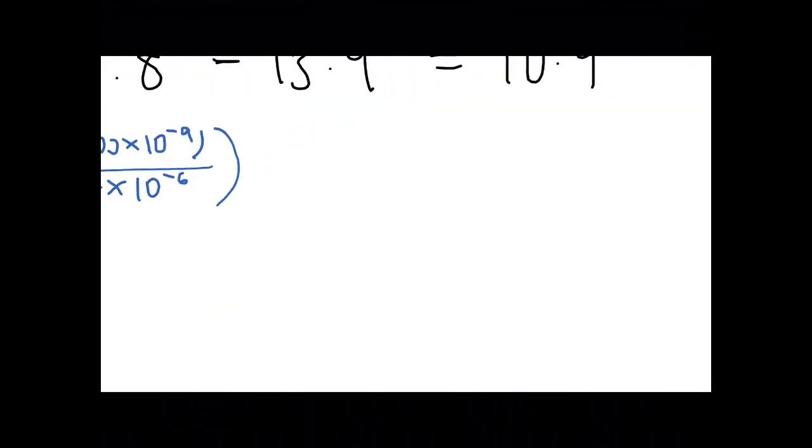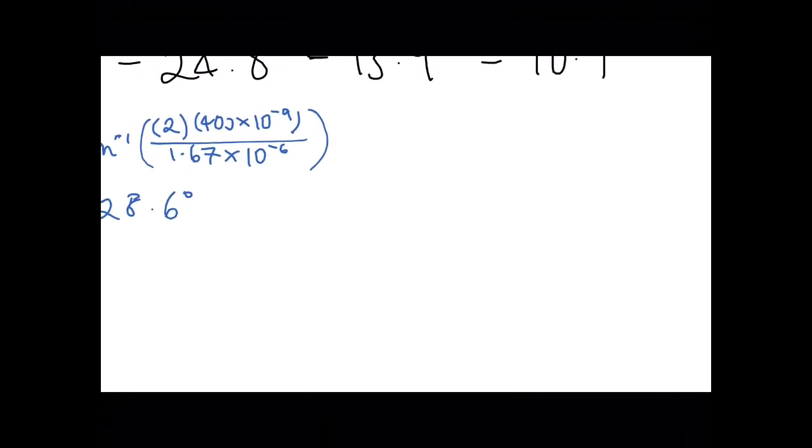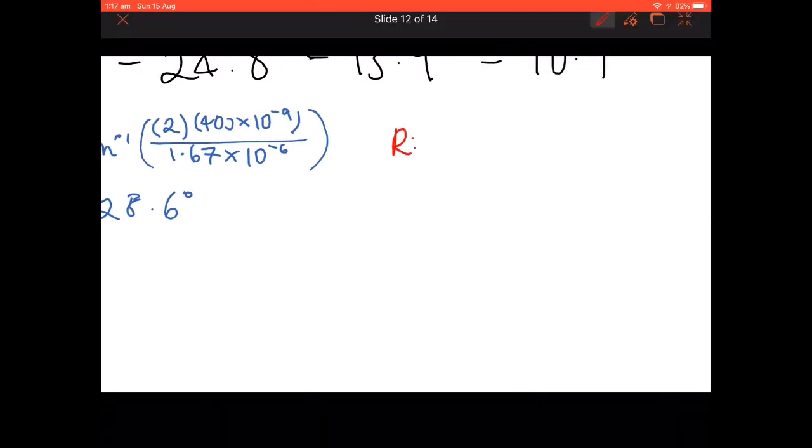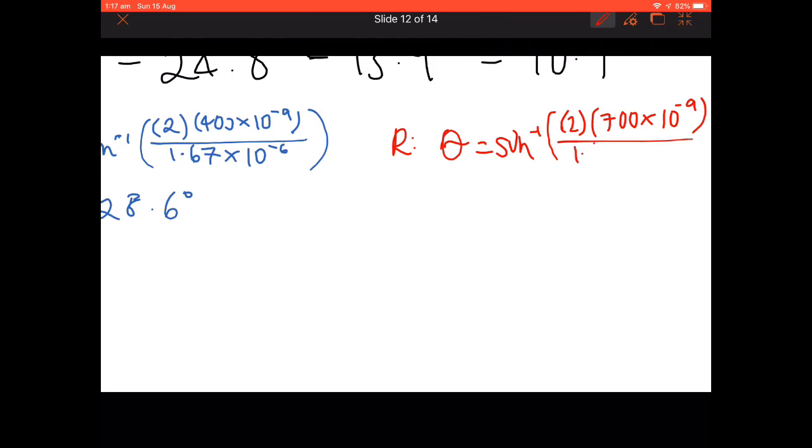Now if we do the same for red, the angular position of red is going to be at m equals 2, because we're looking at the second order spectrum now, and then 700 by 10 to the negative 9 meters for the wavelength of red light, divided by 1.67 times 10 to the negative 6. Pop all of that in your calculator, and you'll end up with an angular position of 57 degrees.